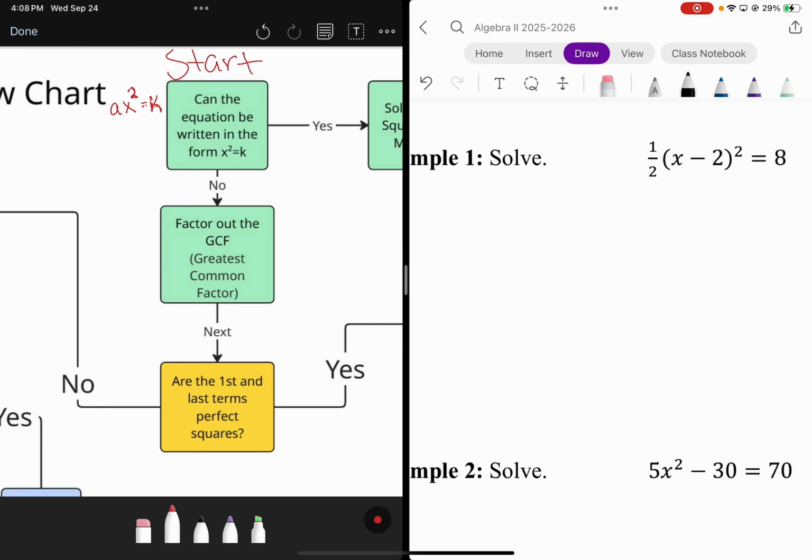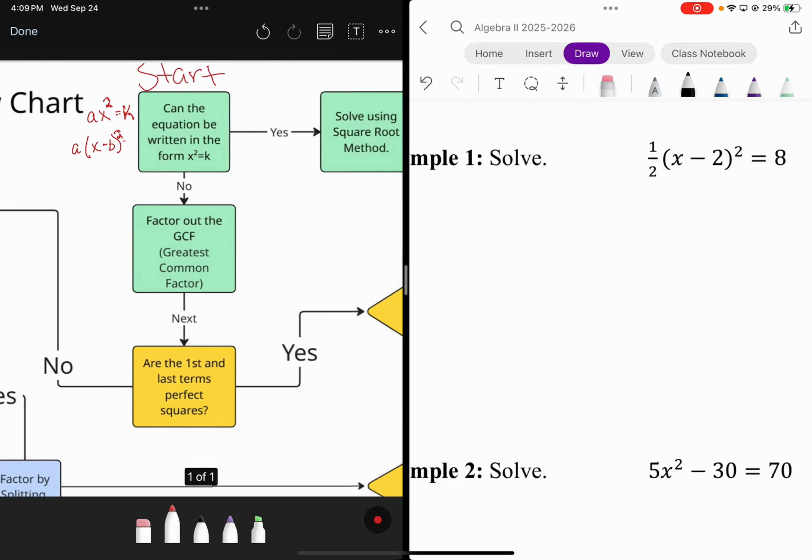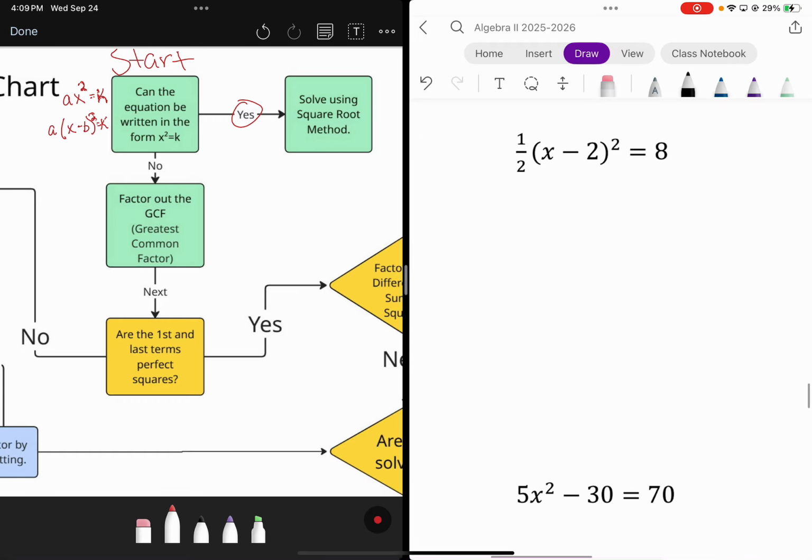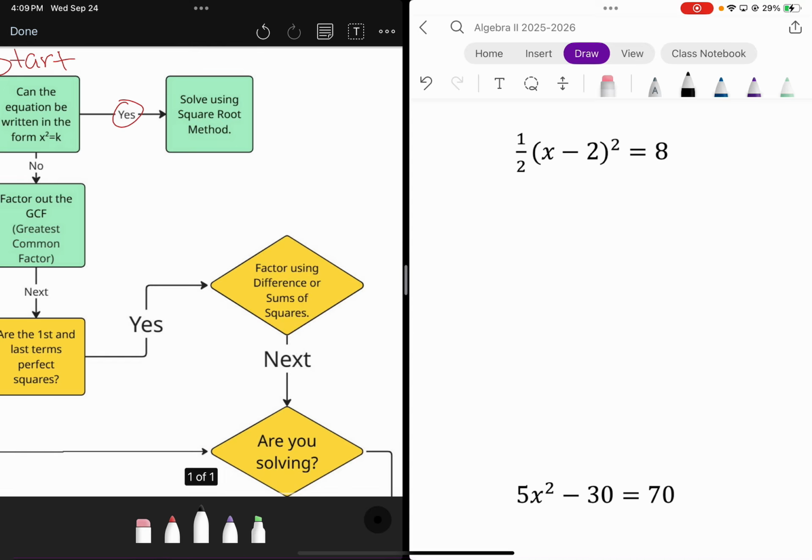Or it's going to look like if you have a set of parentheses with an x plus or minus any number in parentheses squared, and then we have a constant out there. When you have those two scenarios, you are going to go to the yes. That means you are going to solve using the square root method. That's what we're going to do on these first 3 examples. When you are solving using the square root method, you are going to first isolate the squared value.